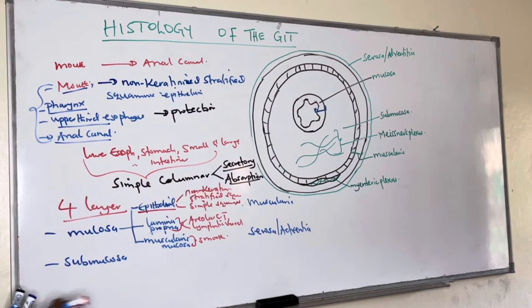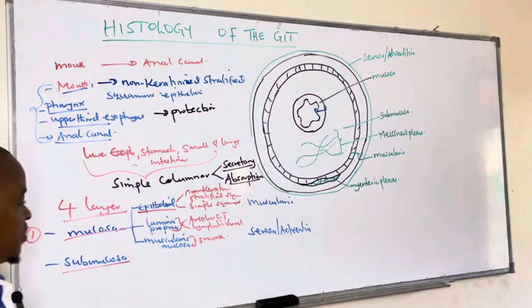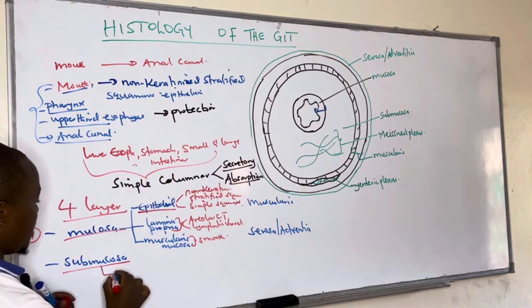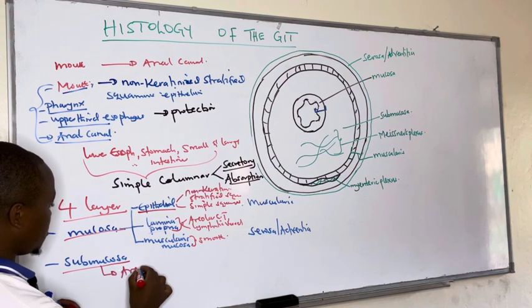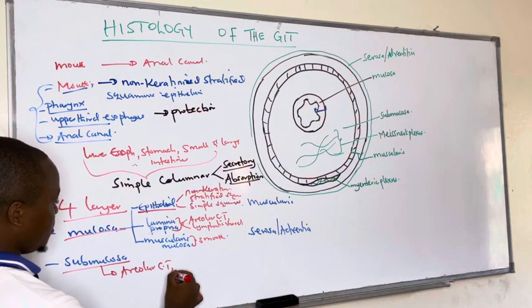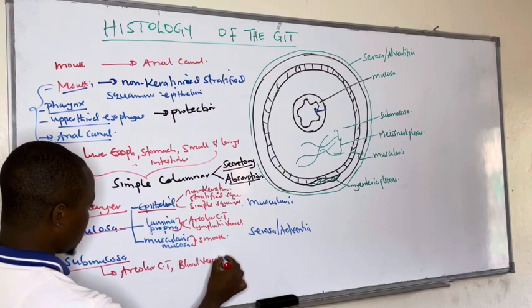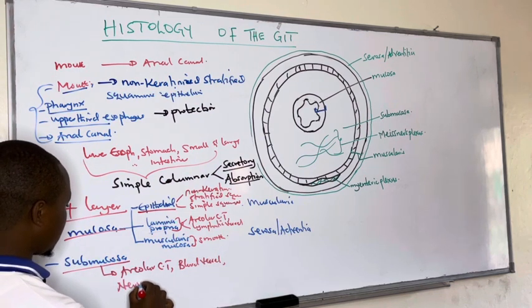So this is the mucosa, which is the first layer. That is what we can talk about the mucosa. Then from there we can look at the submucosa. And this submucosa, we still see it ranging from the oesophagus to the anal canal. That is how we see it. And this submucosa is made up of still areolar connective tissue, which we see being supplied by the blood vessels. We see it being supplied by nerves.